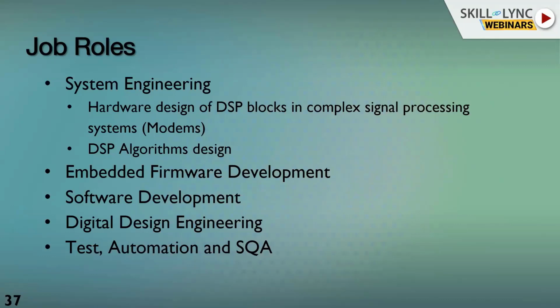The system engineering job or career involves hardware and software design of DSP blocks, of complex signal processing algorithms or modems. One example is the modem. We have modems in our tablets and in our phones, which implement very complex signal processing algorithms, and there are hardware accelerator blocks and software DSP algorithms running on them, and these need to be designed and optimized based on the requirements. So the system engineer is one who does all these kinds of system design.